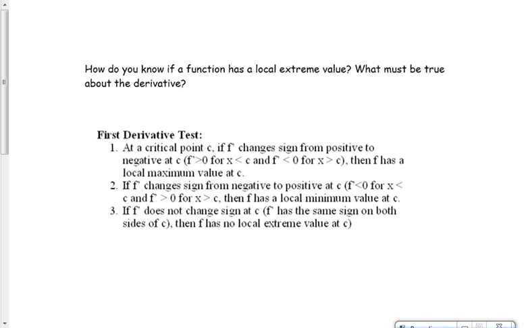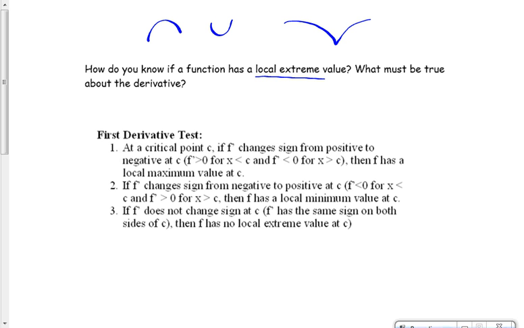How do you know if a function has a local extreme value? What must be true about the derivative based on what we've already learned in section 4.1? What do you know? Continuous on a closed interval applies for the max-min existence theorem, but there are functions that have local maxes and mins that don't satisfy the extreme value theorem. Okay, curves or turning points is really important, right? So an extreme value will occur at a turning point that looks like that, or we've seen on rare occasions where we have extreme values right there.